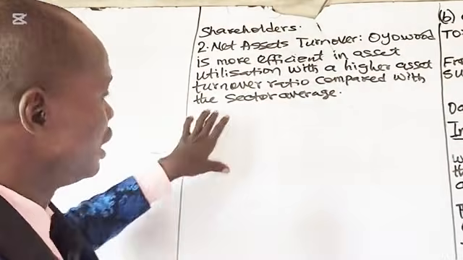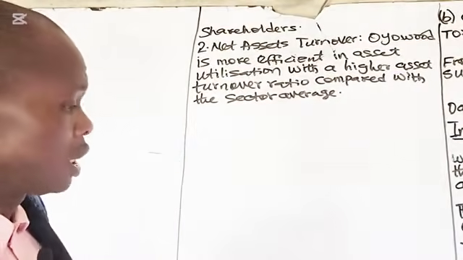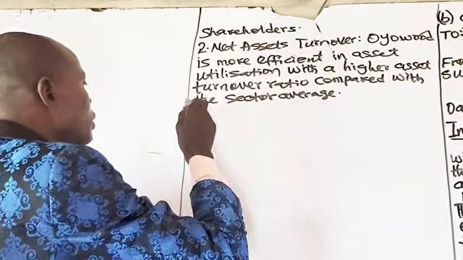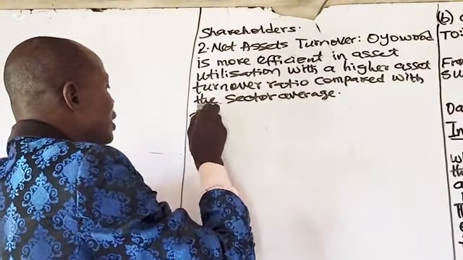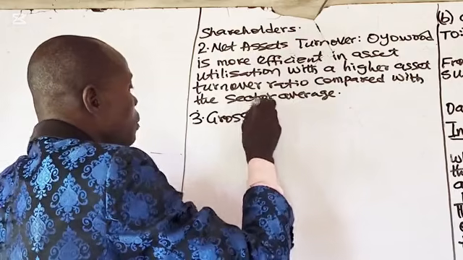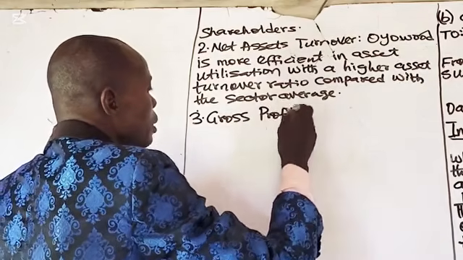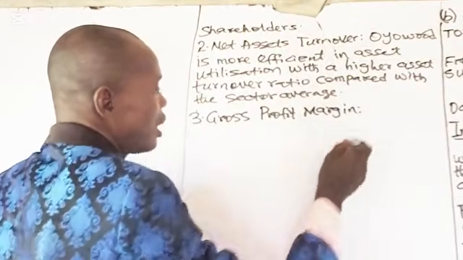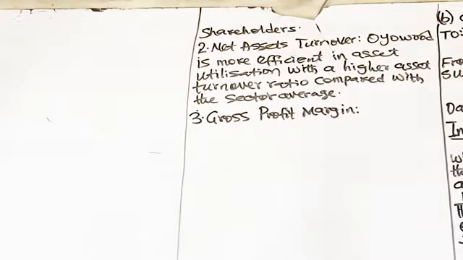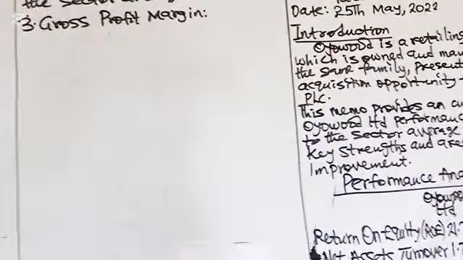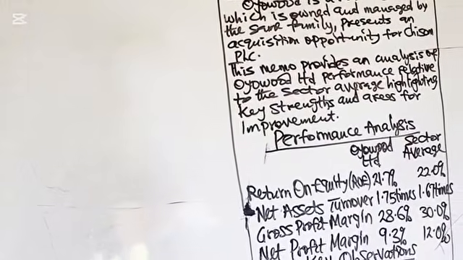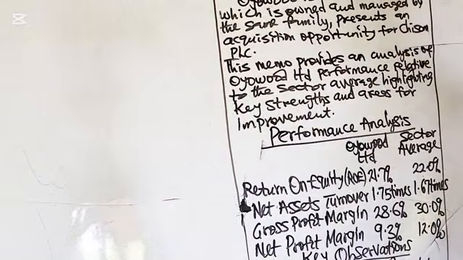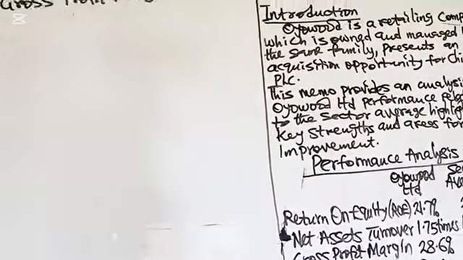So the third ratio we've computed is gross profit margin. That is number 3. So let's check our gross profit margin. For Oyo Wood, we have a gross profit margin of 28.6%, while that of sector average is 30.0%.